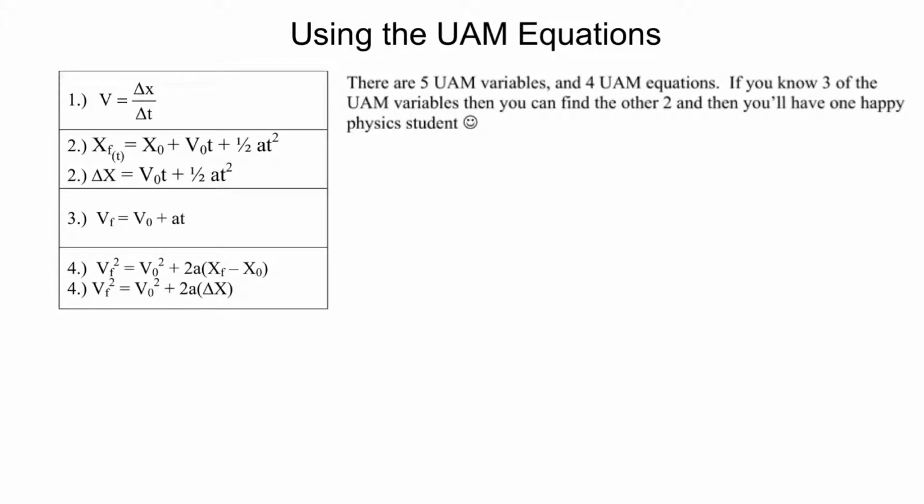Alright, next tutorial is how to use the UAM equations, also called the kinematic equations, because kin, K-I-N, means to move. And so the kinematic equations would be the equations for motion. There are 5 UAM variables. There are 4 UAM equations shown over here in the table.